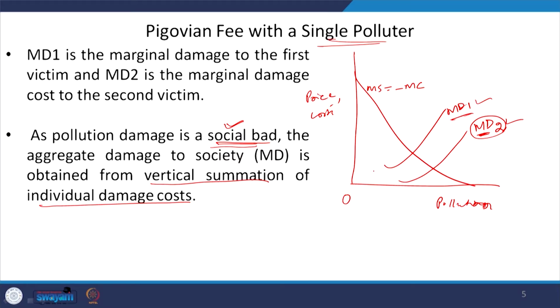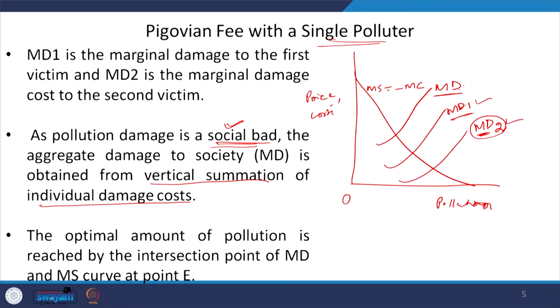Now, as you understand, pollution damage is a social bad. Therefore, the marginal damage function for the society, the total marginal damage function, can be summed up vertically. So, MD1 and MD2 are vertically summed in order to find the aggregate damage function. Let us say this is the aggregate damage function. After finding the individual damage functions MD1 and MD2, we are finding the total damage function that the society is suffering from.